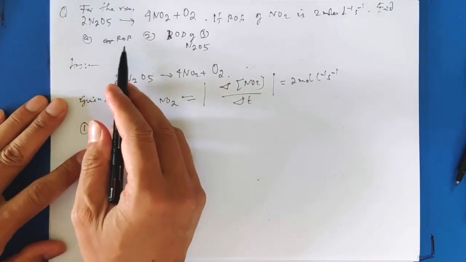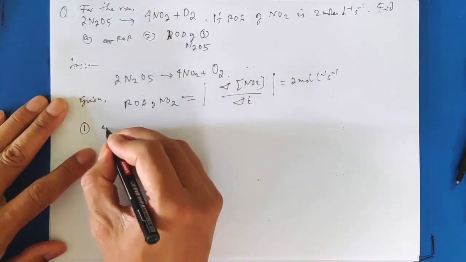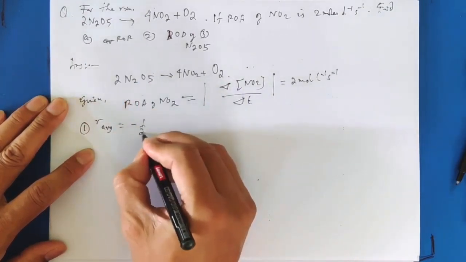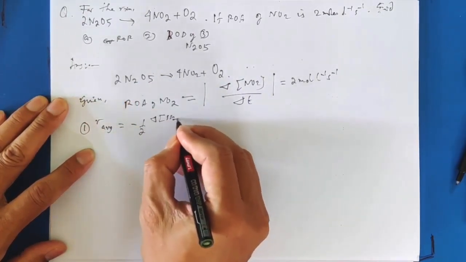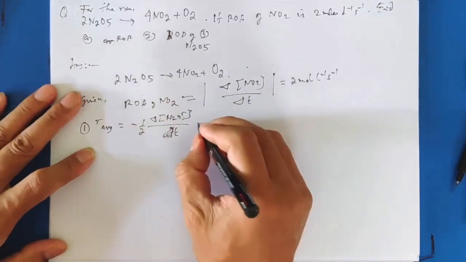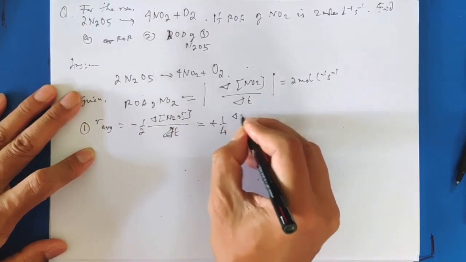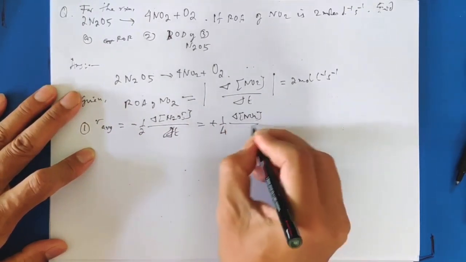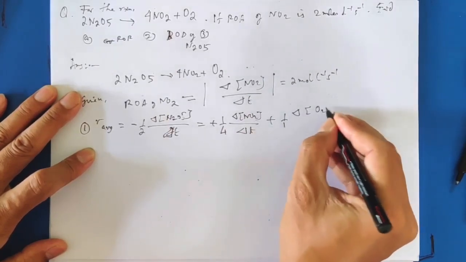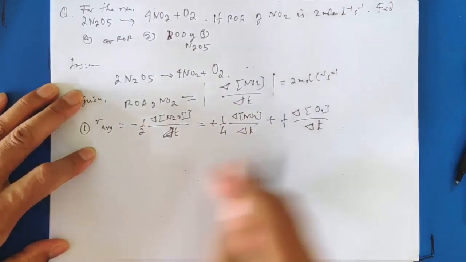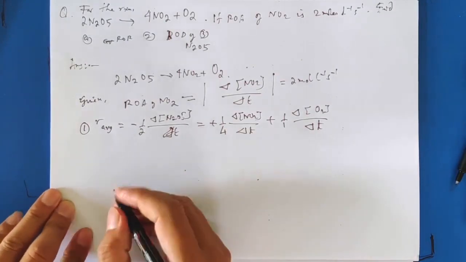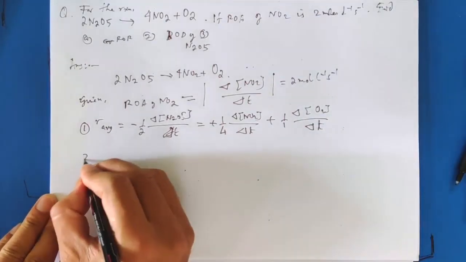Question number 1. Average rate. So this is reactant, so minus 1 by 2 del N2O5 del T plus 1 by 4 del NO2 del T plus 1 by 1 del of O2 del T is the average rate of reaction.